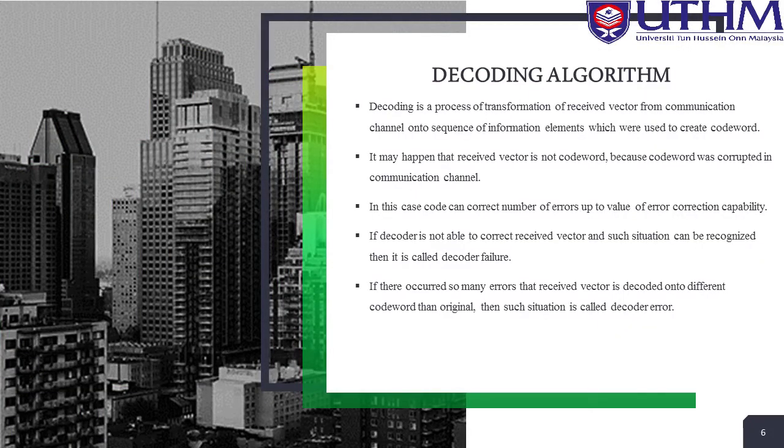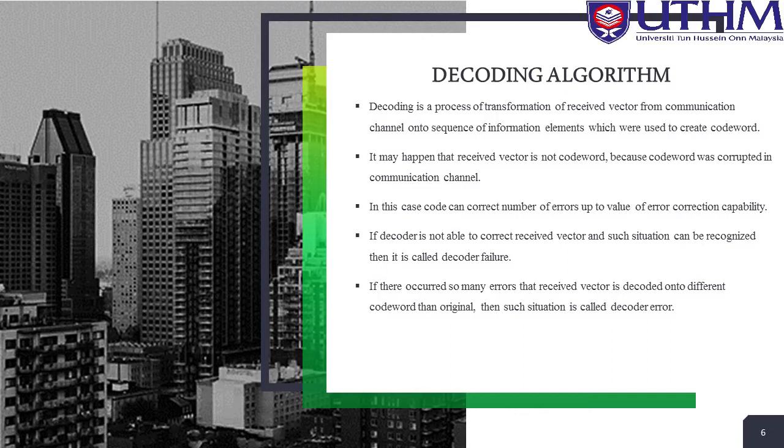Decoding algorithm. Decoding is a process of transformation of a received vector from the communication channel onto a sequence of information elements which were used to create the code word. It may happen that the received vector is not a code word because the code word was corrupted in the communication channel. In this case, the code can correct a number of errors up to the value of the error correction capability.